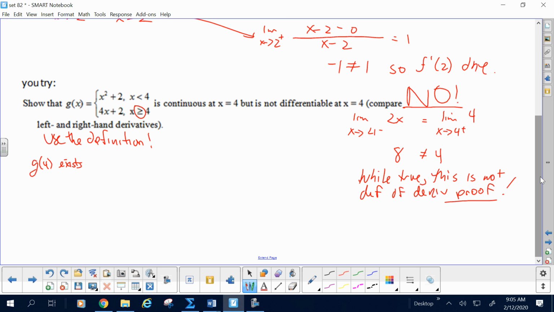What about G of 4? What does it equal? 18. Okay, cool. What about the limit as X goes to 4 from the left? Actually, I should see what branch I'm using. You say it's 18. 18. What about the limit as X goes to 4 from the right? 18. And because all those are the same, we say that G is continuous because these are all equal. Whatever. You get the idea. Left hand, right hand.